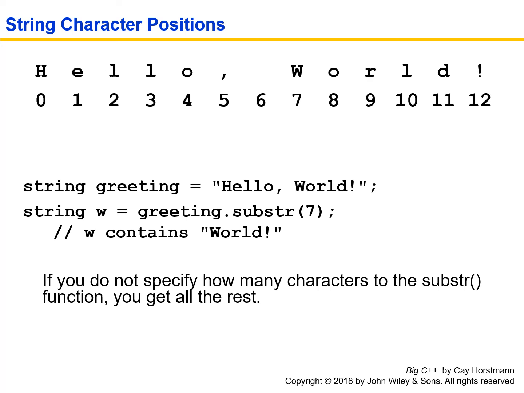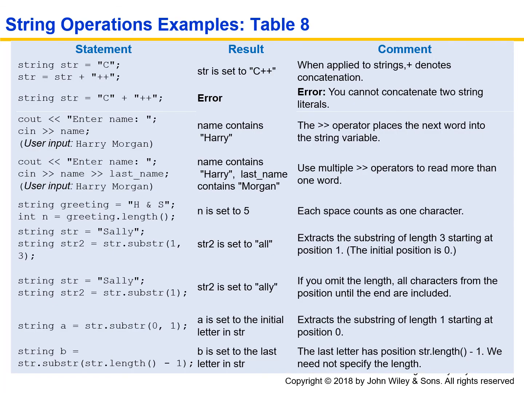Okay. If you do not specify a length to the substring function, it will just get the entire rest of the string. So greeting.substring(7) will start at W and count all the way to the end. So world with an exclamation point. Here are some string operations. I'm not going to try to enumerate all of them for you, but you can pause this slide and try to read through them all on your own.